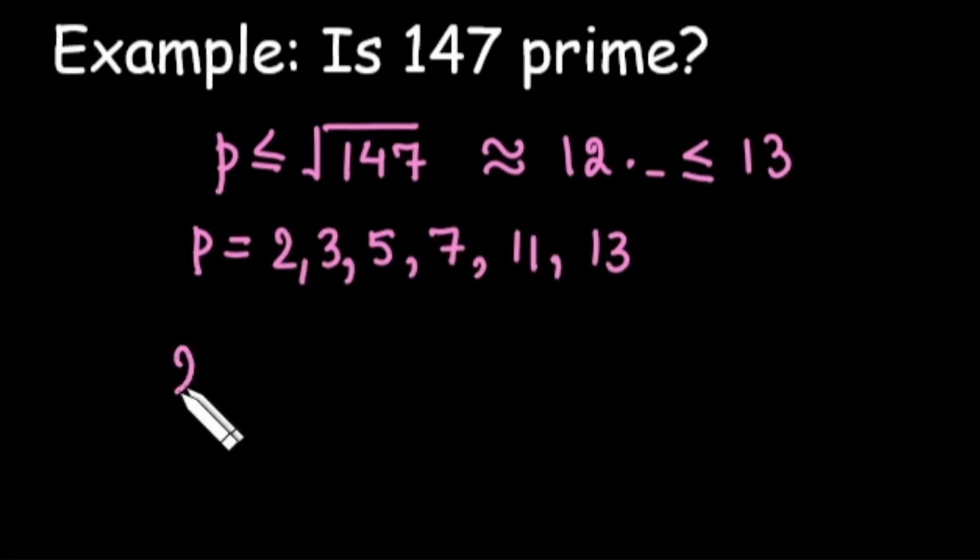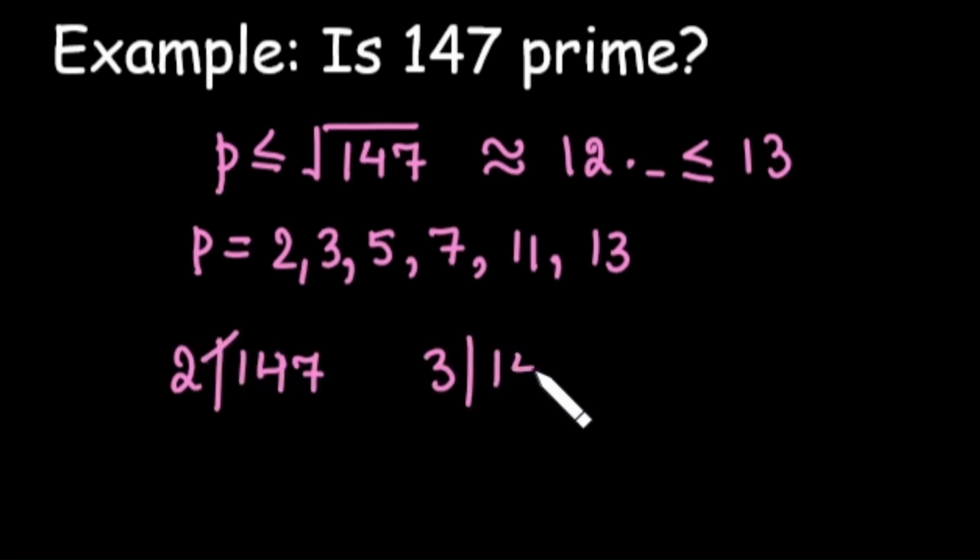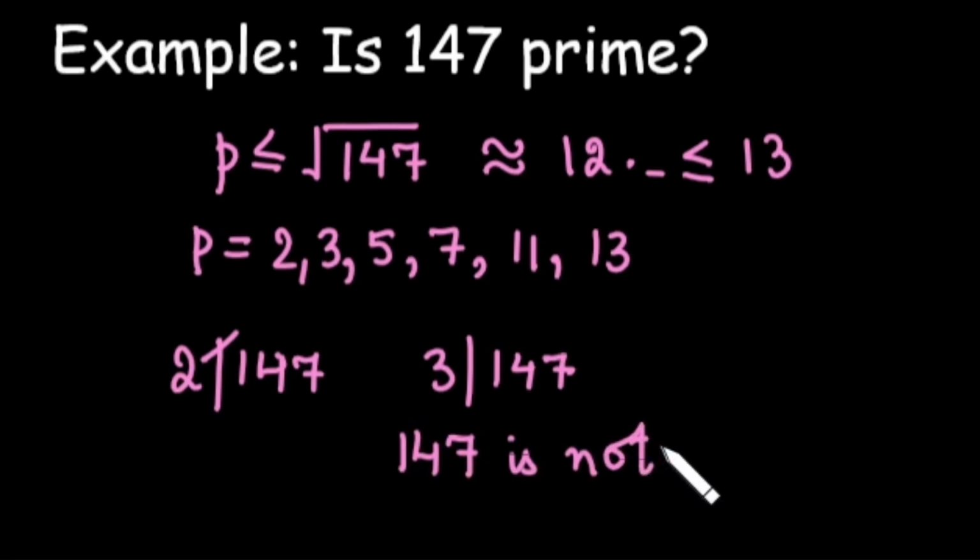Now check whether 2 divides 147. No. Whether 3 divides 147? Yes. It means 147 is not a prime number. In short, it is a composite number. So this is how we can apply the previous result to predict whether a number is prime or not with the help of a few prime numbers.